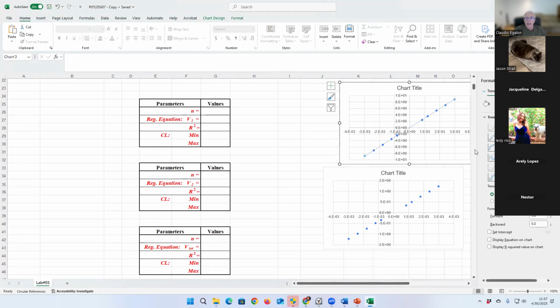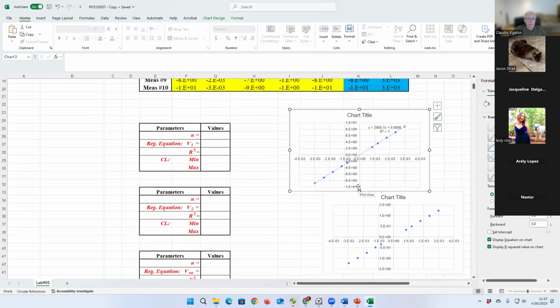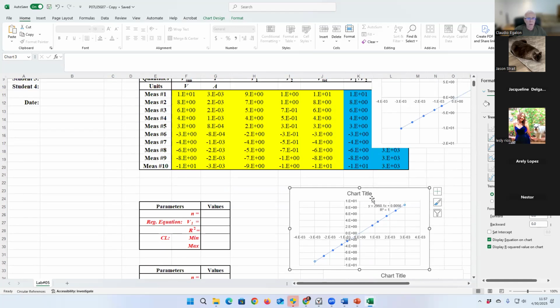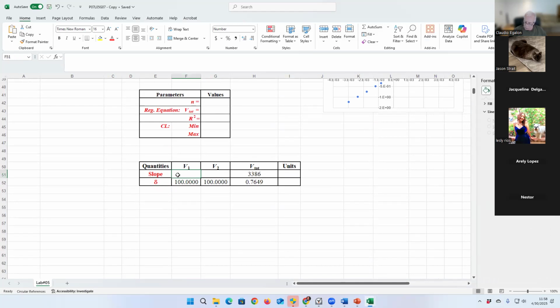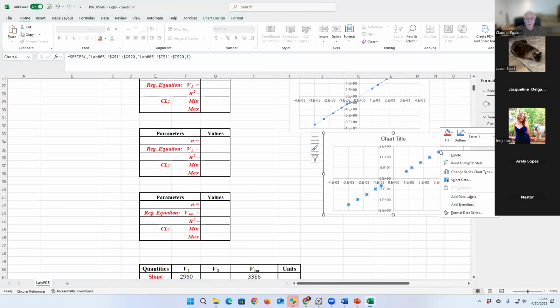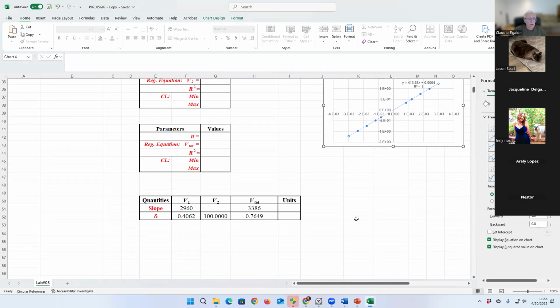Add trend line. Display equation. 2960. That's for V1. Let's see for V1. Yeah, that's for V1: 2960. Here you go. And then we do the same for V2. Trend line 41363.